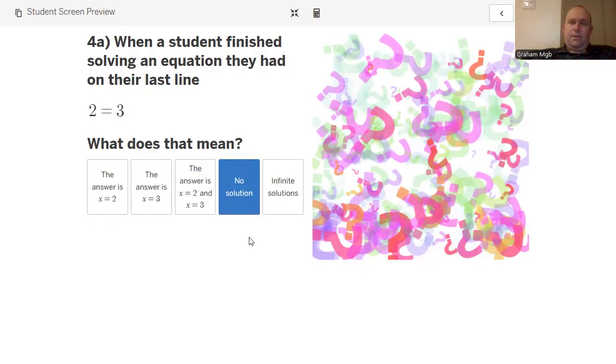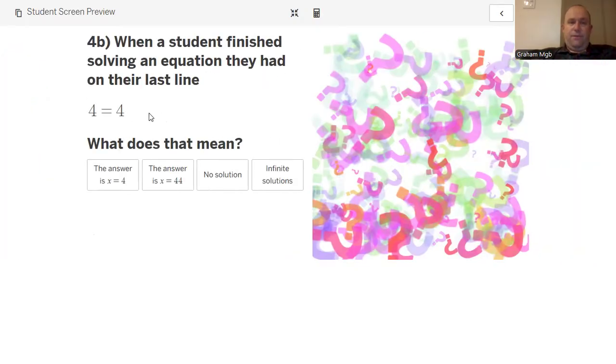Now, if you're thinking, hold on, you said the number of x's had to be the same for it to be no solution or infinite solution. It is. How many x's do we have on the left? 0. How many x's do we have on the right? 0. So anything without an x is really one of those special cases as well. You can just look at the numbers. They're not the same, which means it's no solution. But if I look at the next one on 4b, 4 and 4, that's exactly the same. 4 does equal 4, so that would be infinite solutions.